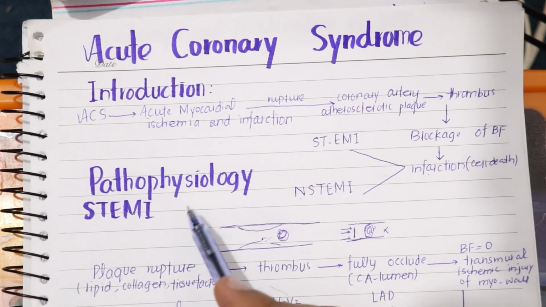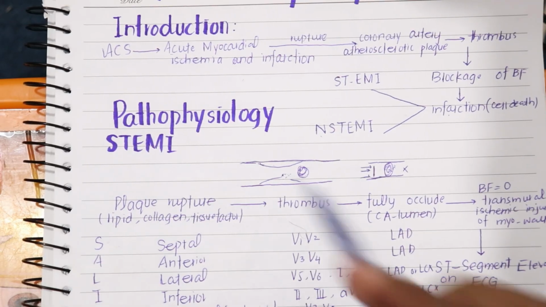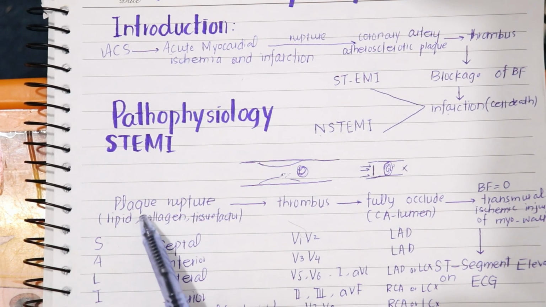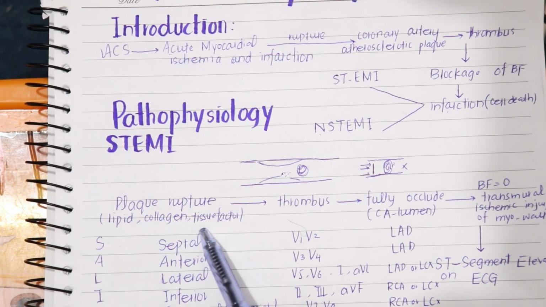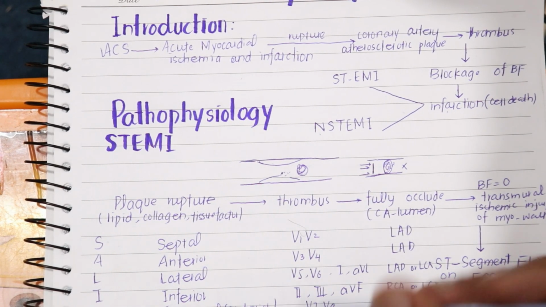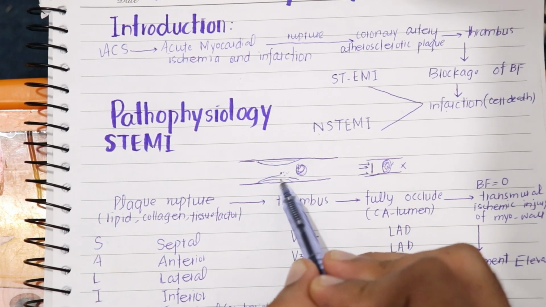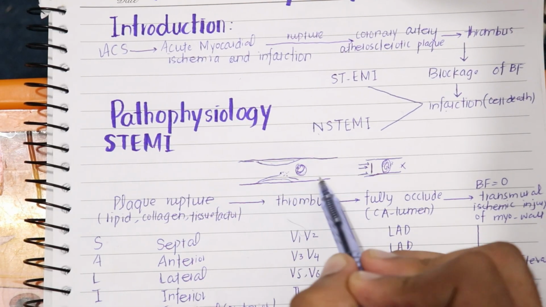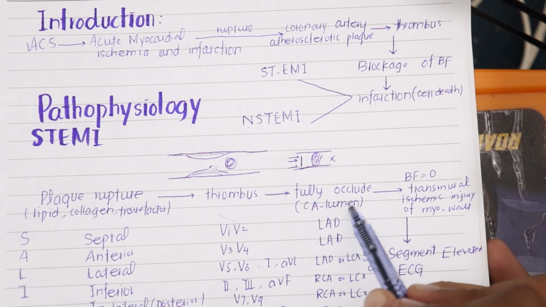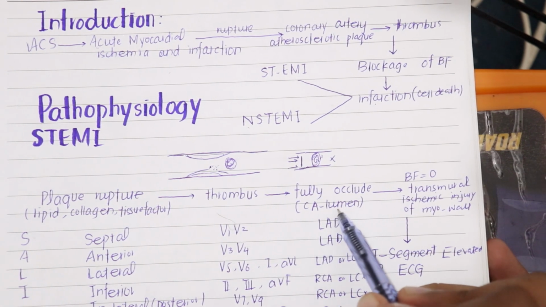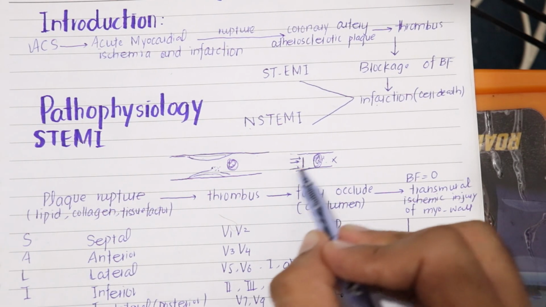So let's come to its pathophysiology. First one, STEMI, ST segment elevated myocardial infarction. Plaque rupture happens. What happens in plaque rupture? Lipid, collagen and tissue factor get lodged, like this one. This is an atherosclerotic plaque. When there is rupture, there is thrombus formation. That thrombus may cause full occlusion of the coronary artery lumen. This is the coronary artery and its lumen is fully occluded.